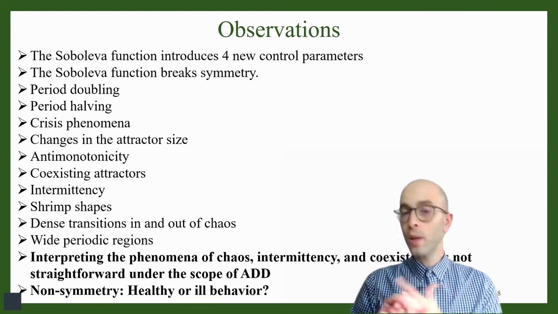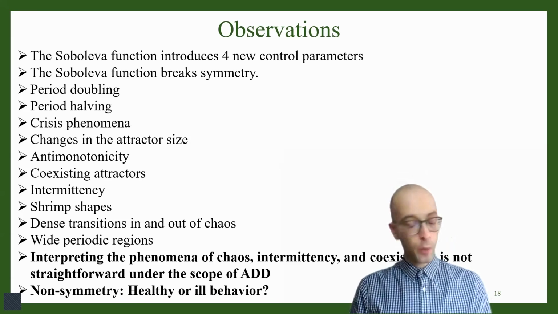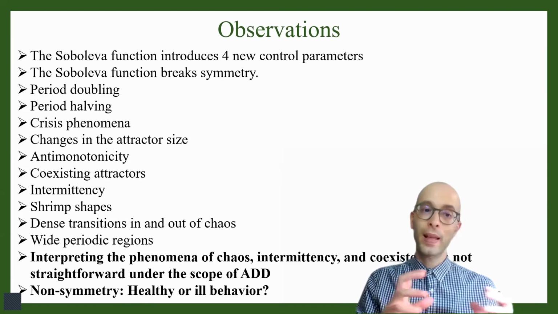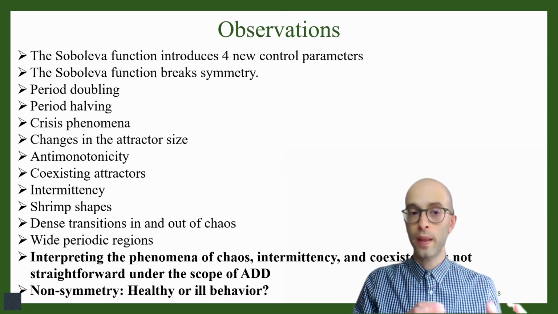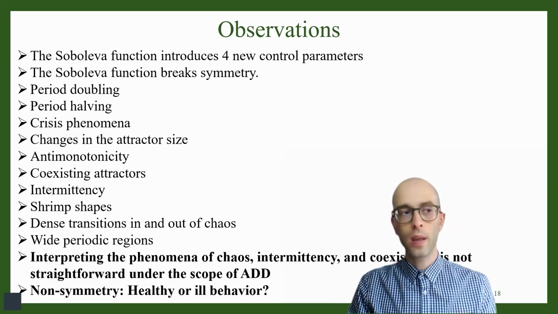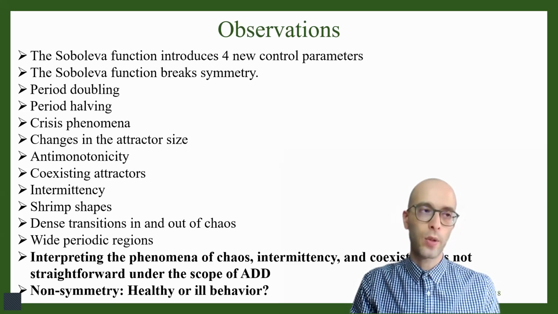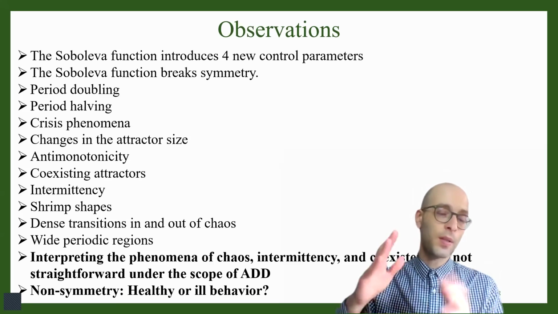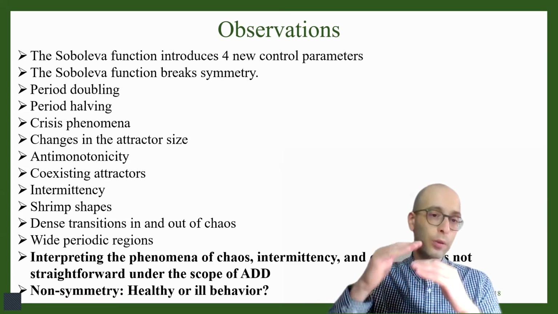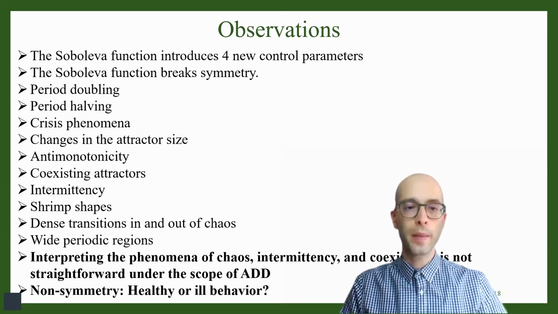We observed a period doubling route to chaos. We observed a period halving route away from chaos. We observe crisis phenomena where the system breaks out of chaos abruptly, or the attractor changes size, or we have merging of attractors, or we have an attractor that moves in the state space abruptly.